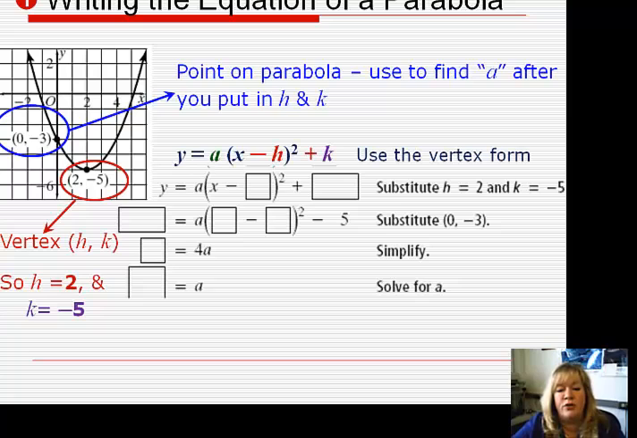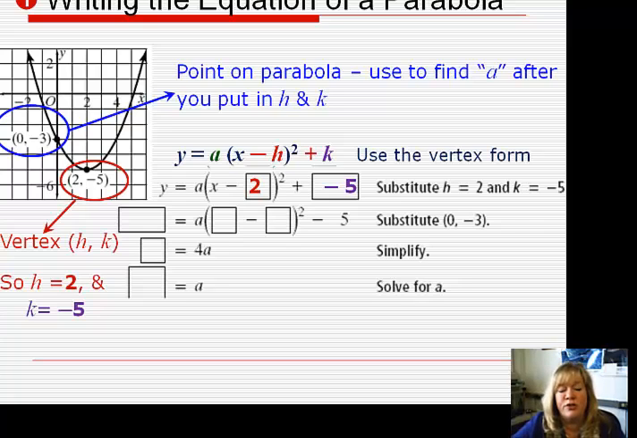So you're going to use this vertex form. Right away from the graph, you've got h and k. You've got 2 out of the 3 numbers you need to find the equation. So you're going to stick in 2 for h and a -5 for k. This is when the a comes in. So you already know almost the whole function. The only thing you need is, what is a? What is the vertical stretch or shrink?